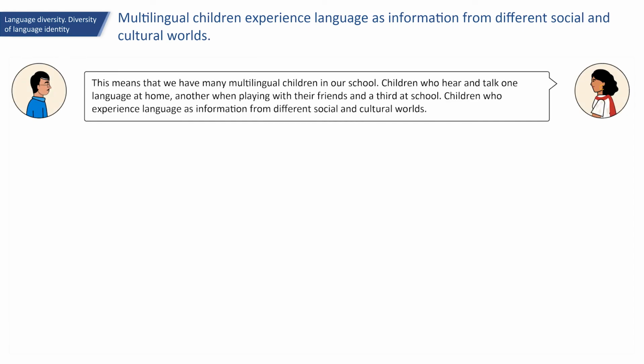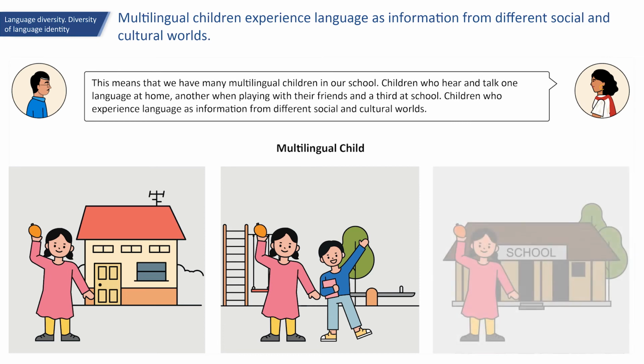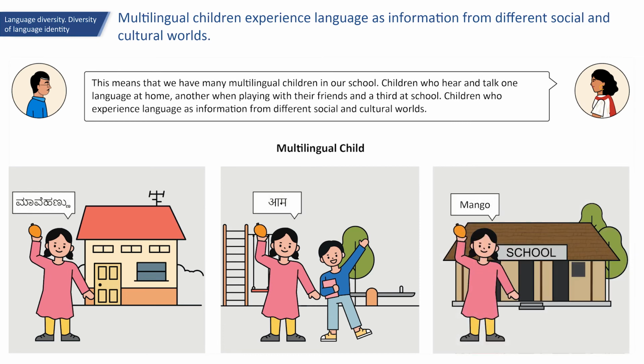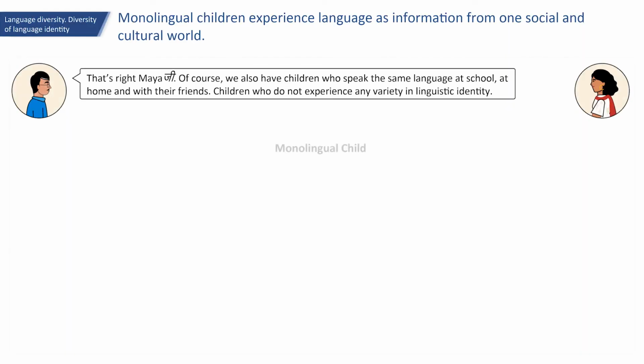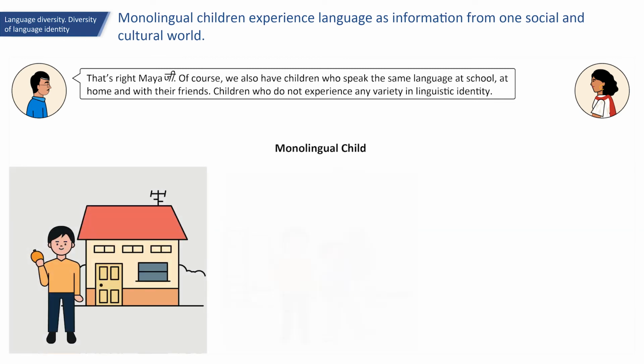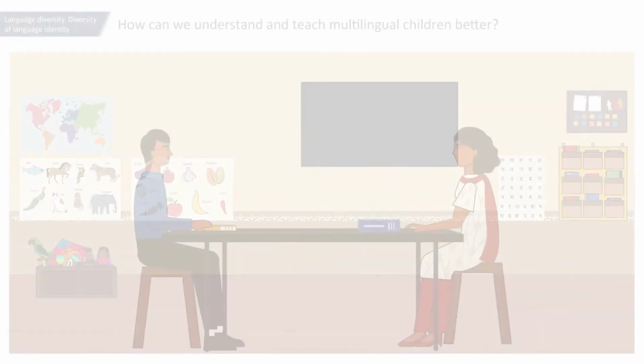This means that we have many multilingual children in our school. Children who hear and talk one language at home, another when playing with their friends, and a third at school. Children who experience language as information from different social and cultural worlds. That's right, Mayaji. Of course, we also have children who speak the same language at school, at home, and with their friends. Children who do not experience any variety in linguistic identity.